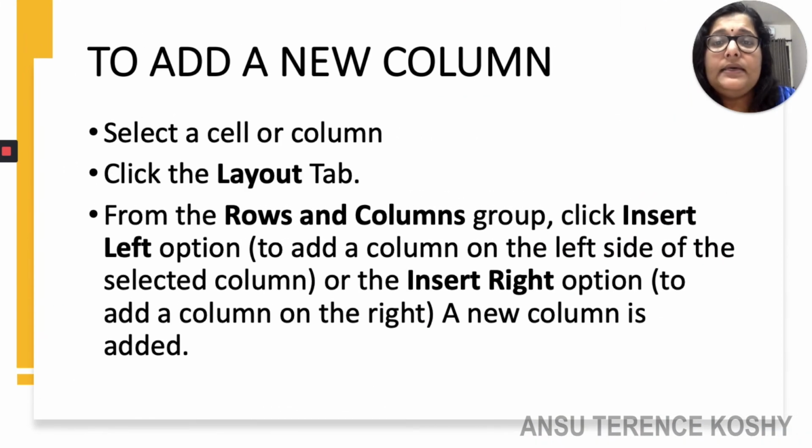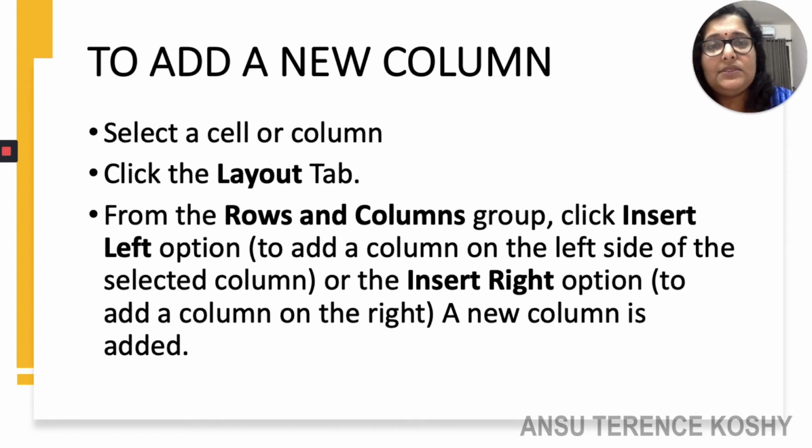To add a new column. How do you add a new column? Select a cell or a column. Either you select one particular cell in your table or select the whole column. Then click the Layout tab. Then from the Rows and Columns group, click the Insert Left option to add a column to the left, or click the Insert Right option to insert a column to the right. A new column is added.